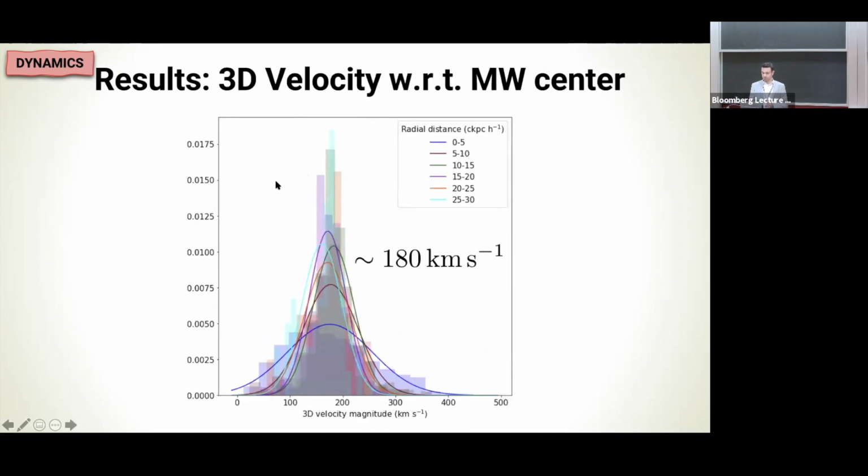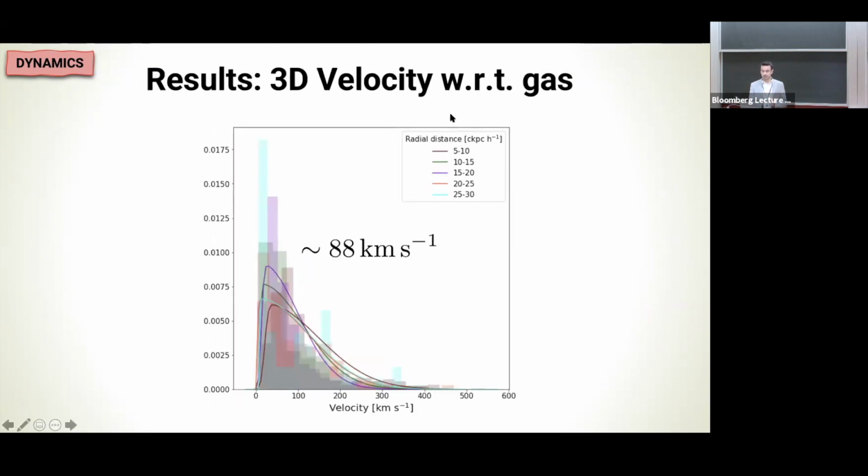Finally, for this project, we also studied the 3D velocity, both with respect to the Milky Way center and with respect to the galaxy. It seems that most of these intermediate mass black holes are orbiting in the galaxy with a typical velocity of about 180 kilometers per second. The variance increases with decreasing radial distance from the center, and they are well fitted by Gaussians. But if you compute the 3D velocity with respect to the local gas around the intermediate mass black hole, you see that the typical velocity is much lower. We expect typical velocities of about 88 kilometers per second, and the distribution is very skewed towards lower velocity.